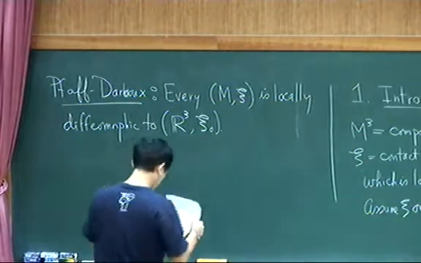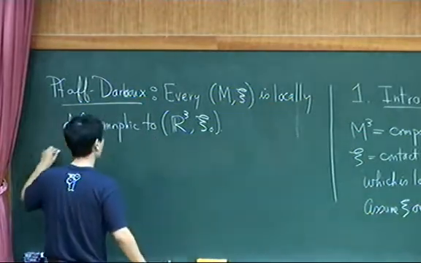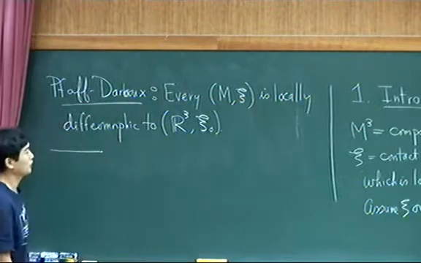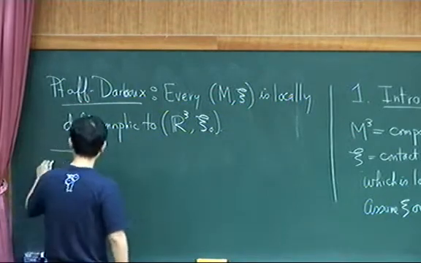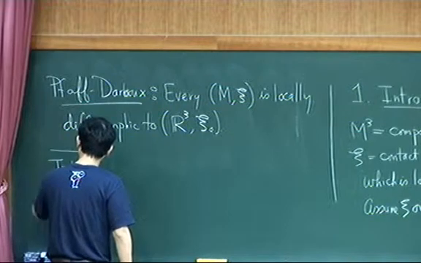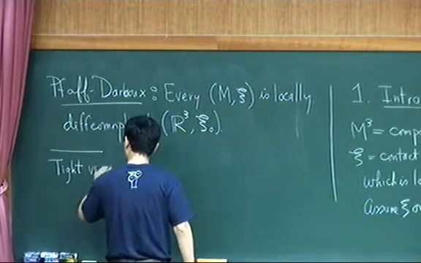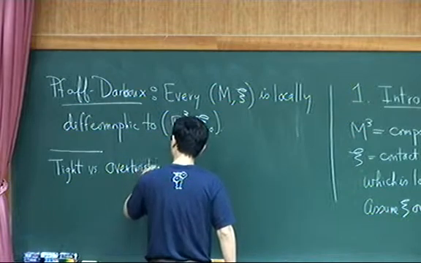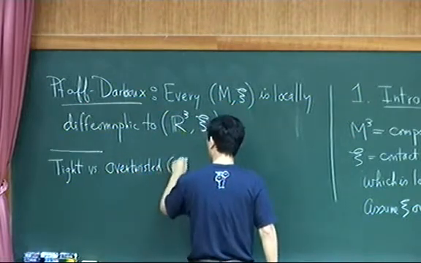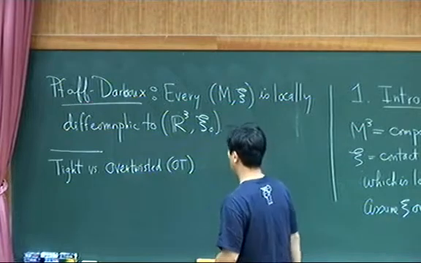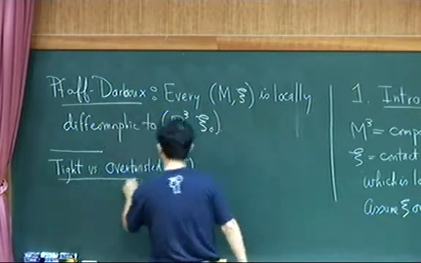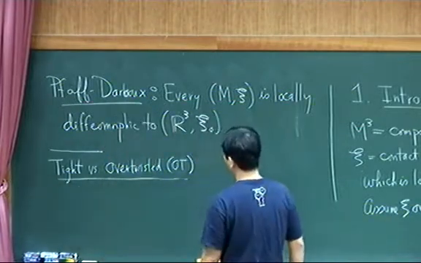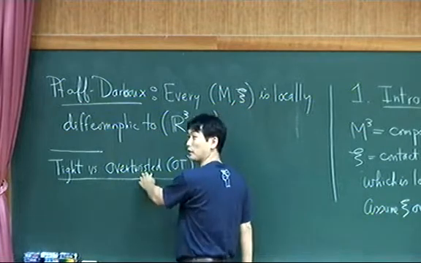And in this business, one of the first things you want to understand is this tight versus over-twisted dichotomy. So for the rest of the talk, I'm just going to write OT. It's easier to define what an over-twisted contact manifold is.